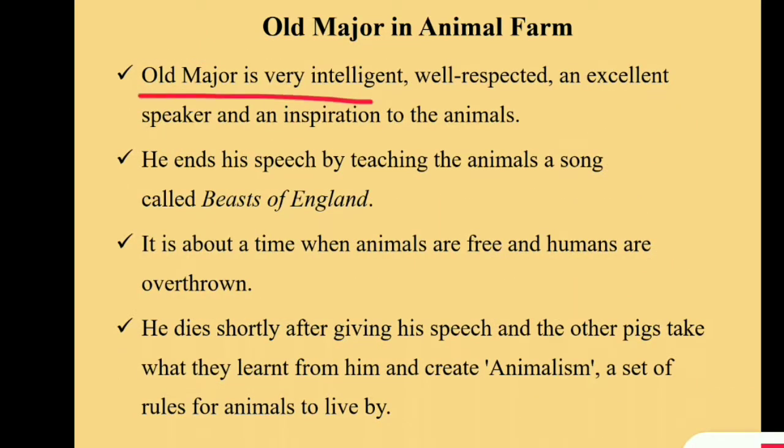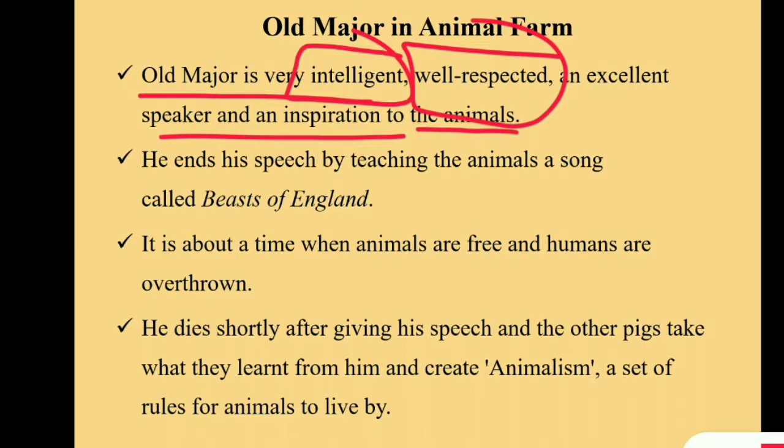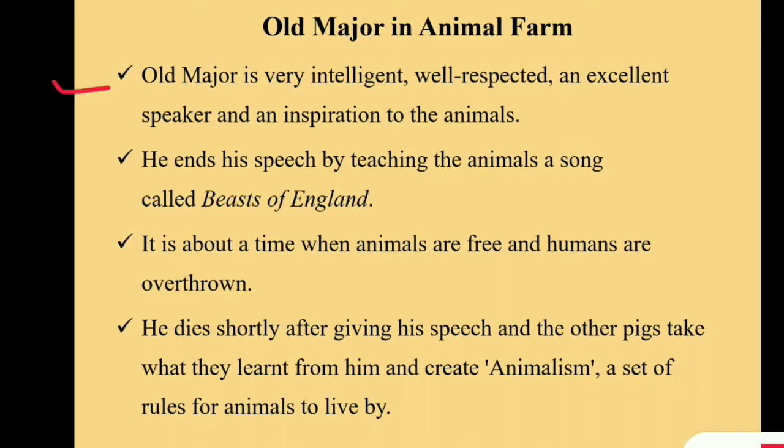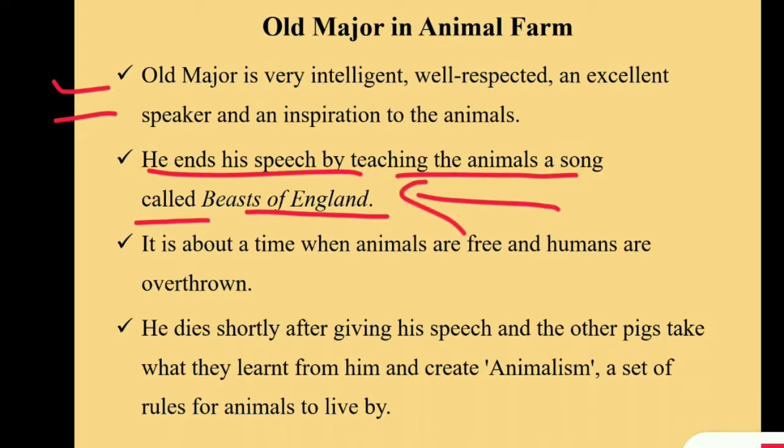Old Major is very intelligent, well respected, an excellent speaker and an inspiration to the animals. So here he is a very important person because he is intelligent, respected by everyone, and an excellent orator or speaker. He ends his speech by teaching the animals a song called Beasts of England. At the end of the speech, he used to make all the animals sing this song. It is about a time when animals are free and humans are overthrown.